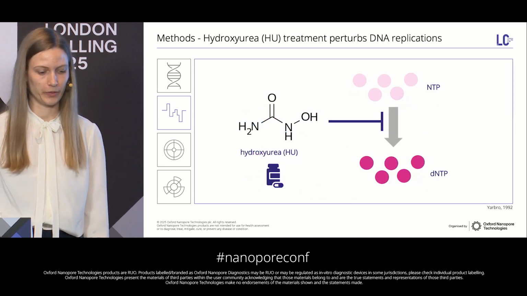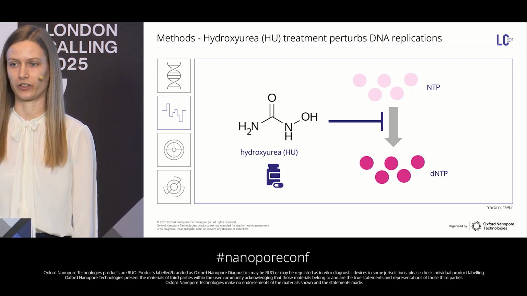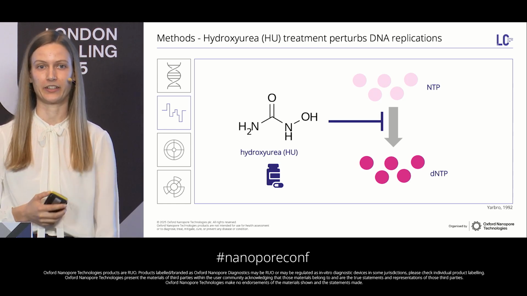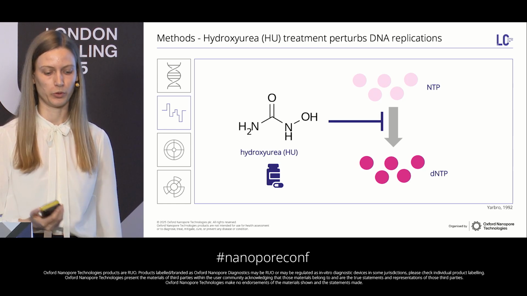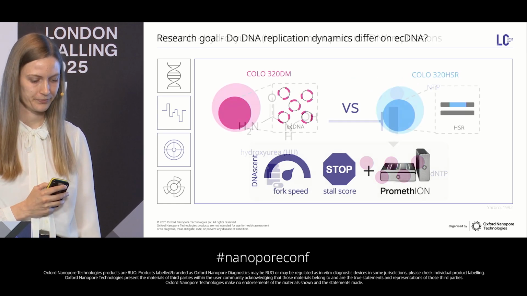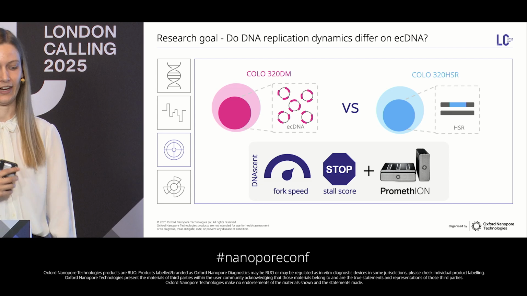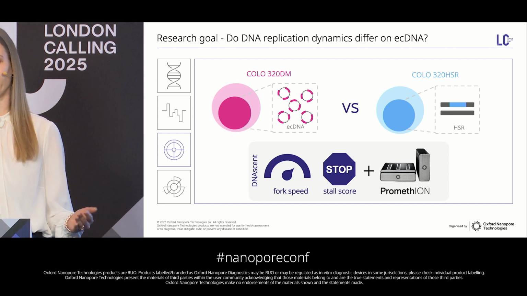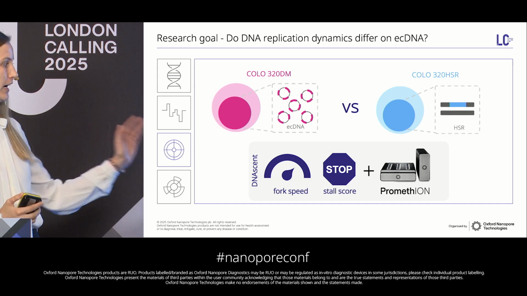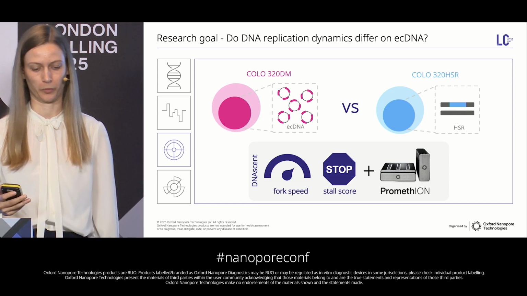We also perturb DNA replication with a drug that is called hydroxyurea, or short HU. And just very briefly, what this does is essentially it depletes the nucleotide pool by blocking the synthesis of dNTPs. And so with that, we have everything we need to study whether DNA replication dynamics differ on those extrachromosomal DNA circles. We use our DNAscent software and ONT sequencing with the PromethION sequencer.